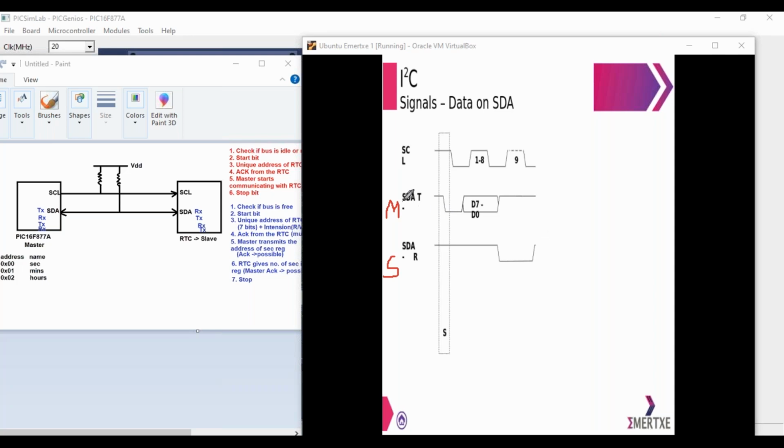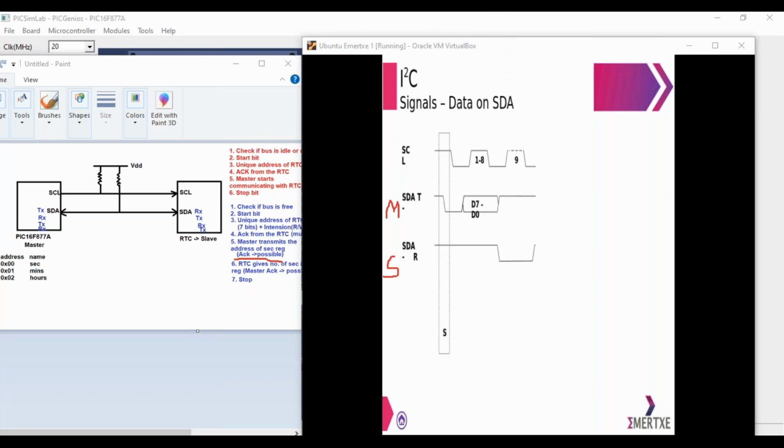Now, master transmitted the second register's address in the first 8 clock pulses. Slave read that second register's address in the same first 8 clock pulses. So there is no change of data. Whatever is transmitted is received by the slave. Now, what should the slave do is, possibly it has to give an acknowledgement. Slave has to give an acknowledgement.